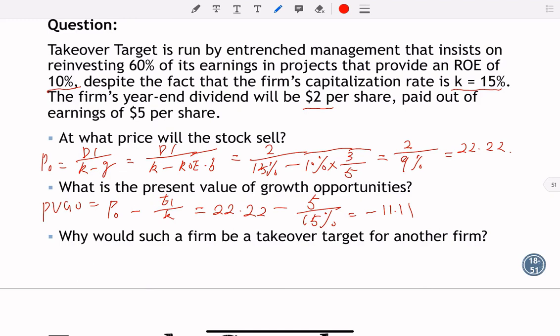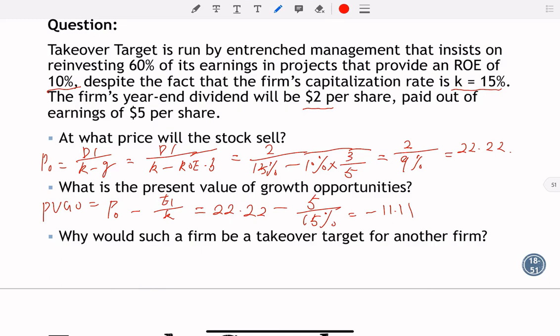Now this leads us to the third problem. It says, why would such a firm be a takeover target for another firm? Well, first, what is a takeover? Generally, if a firm is taken over by a different firm, then this takeover target will undergo some changes. For example, potentially some inefficient management will be removed, some redundancies will be cut.